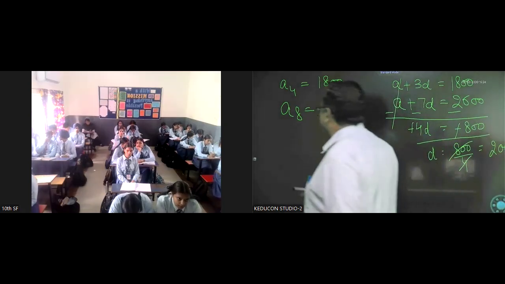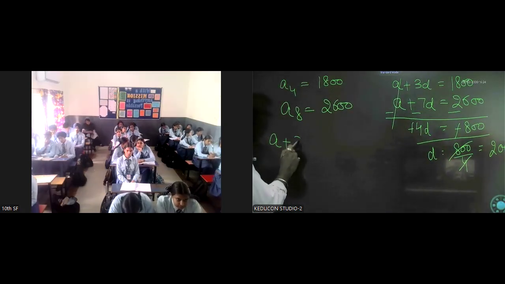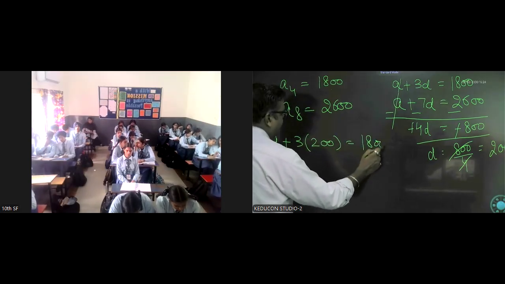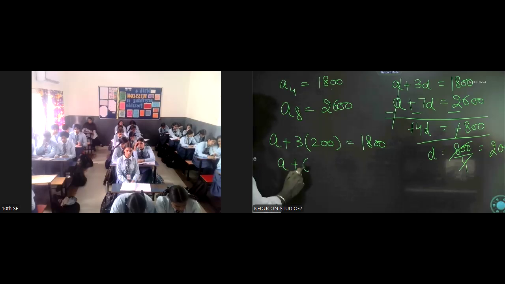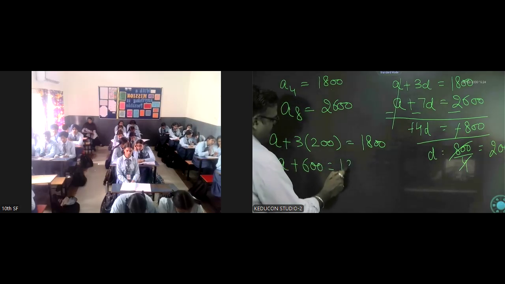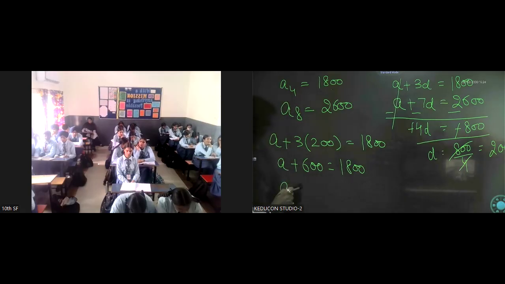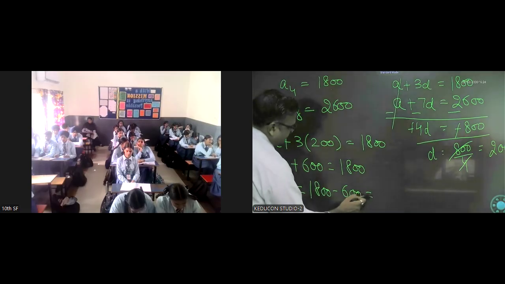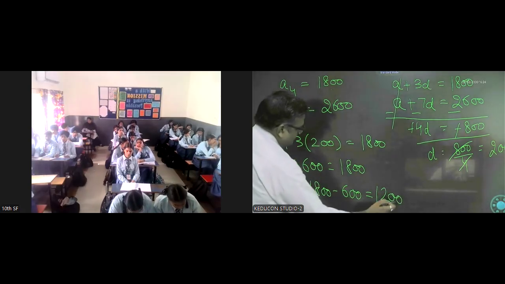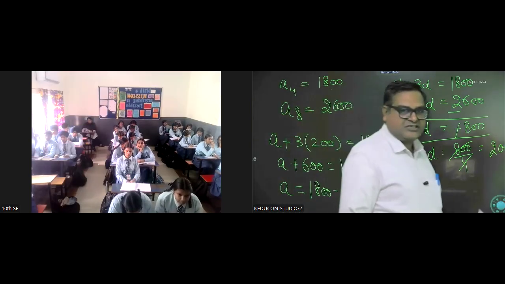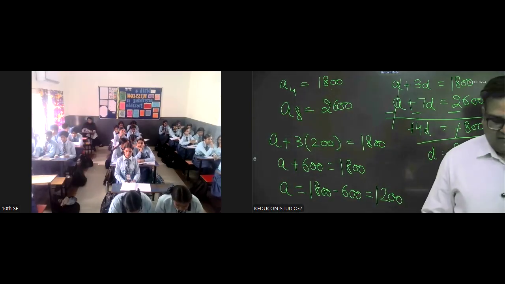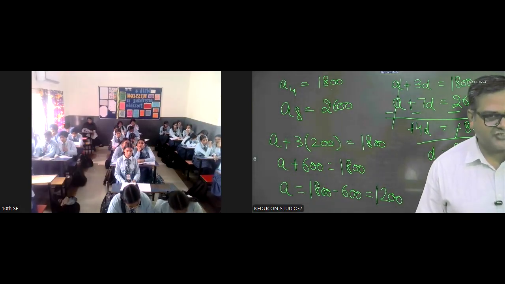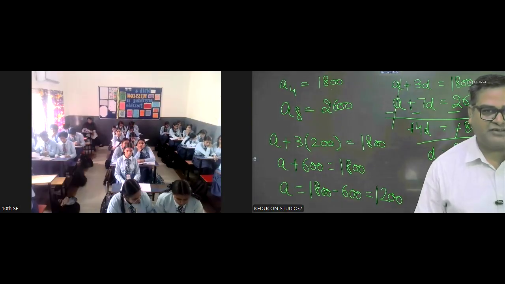Put it in any of the values. A plus 3D equal to 1800. So A plus 600 equal to 1800. A is equal to 1200, right, bachcho? So what will be the first term? What will be the production in the first year? 1200. Is it okay? Is this okay to everyone?